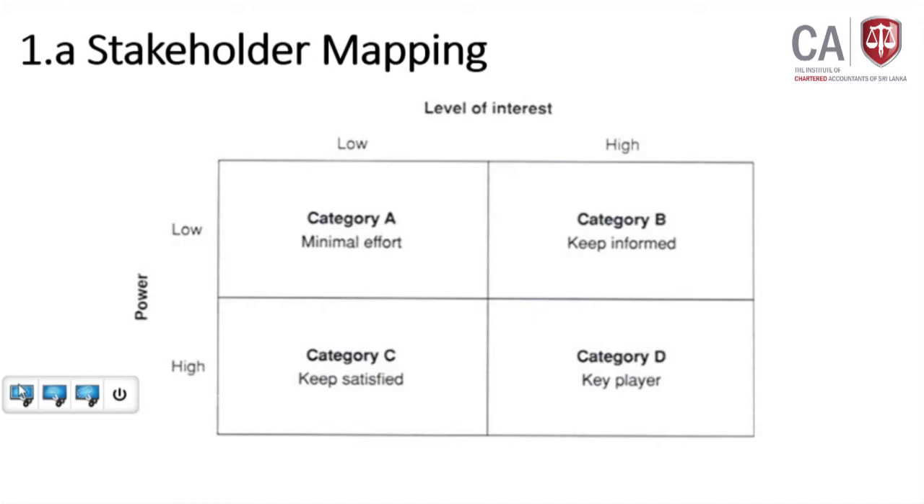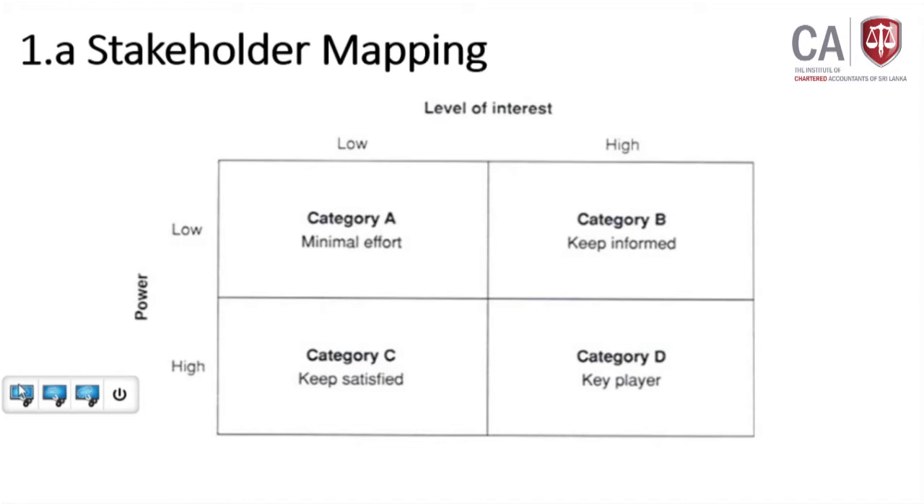Then category B is different from them. Since their level of interest is high, even though their power is low, the best strategy for managing them is to inform them of whatever the organization does. So, whenever we take important decisions, it is better to inform those decisions to this particular stakeholder group.